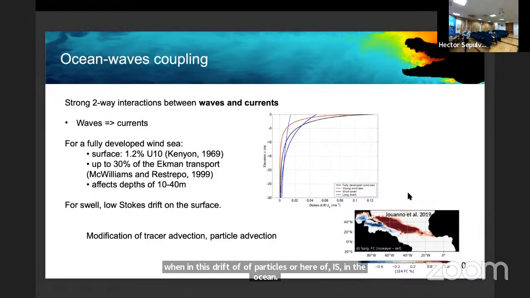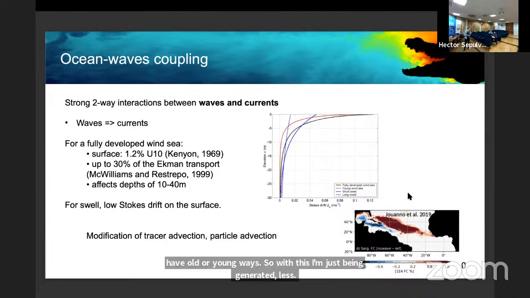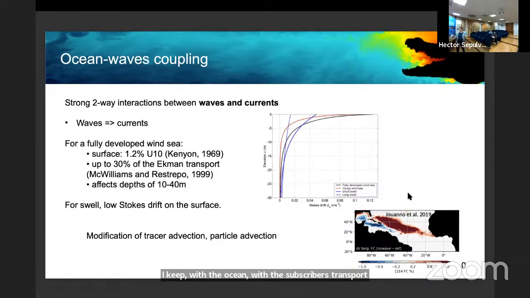And here are some numbers. It really depends on whether you have old or young waves, so waves that are just being generated and are less in equilibrium with the ocean, with the Stokes-Coriolis transport trying to balance this Stokes transport, or whether you have long and old swell where the balance is more or less reached. Here in red you have younger wind sea where it's not balanced at all, so you have strong drift at the surface. And when you have old swell, you have less drift at the surface, but you can see that on the transport, you can find a residual transport.